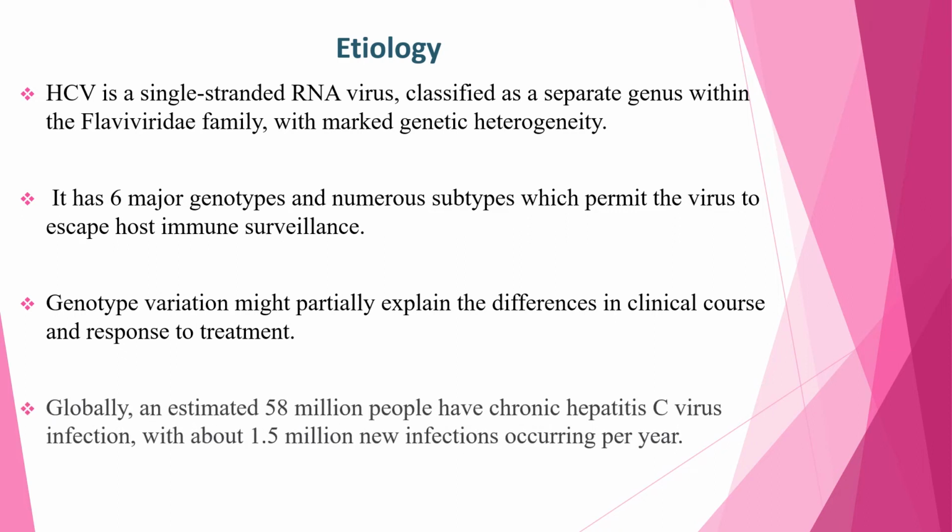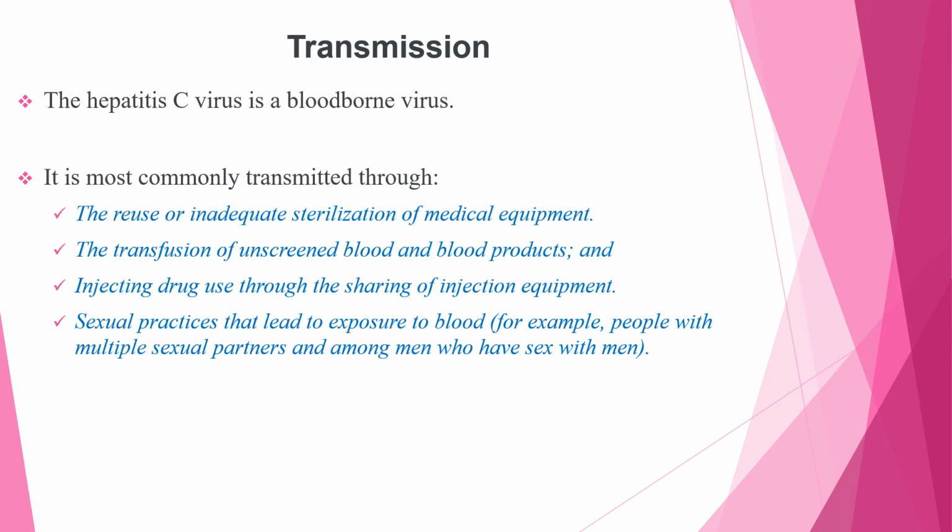Globally, an estimated 58 million people have chronic hepatitis C virus infection, with about 1.5 million new infections occurring per year. Regarding the mechanism of transmission, hepatitis C virus is a blood-borne virus, and it's most commonly transmitted through the reuse or inadequate sterilization of medical equipment, transfusion of unscreened blood and blood products, injecting drug use through the sharing of injecting equipment, and sexual practices that lead to exposure to blood.